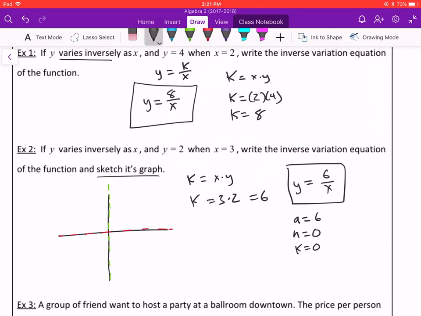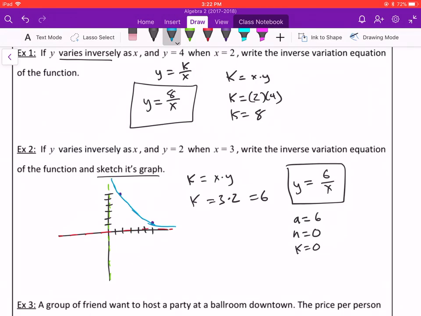So I'm going to go over to 6. 1, 2, 3, 4, 5, 6. And up 1. And the other part, 1, 2, 3, 4, 5, 6 over 1. So remember, we're just graphing the inverse function now. Draw your curve. It would look something like that.